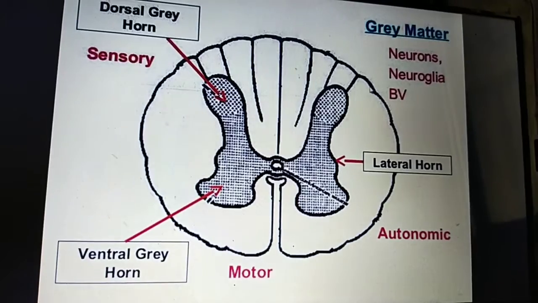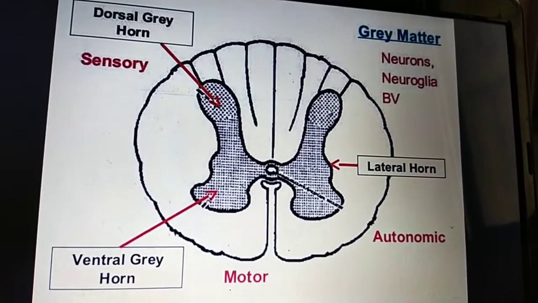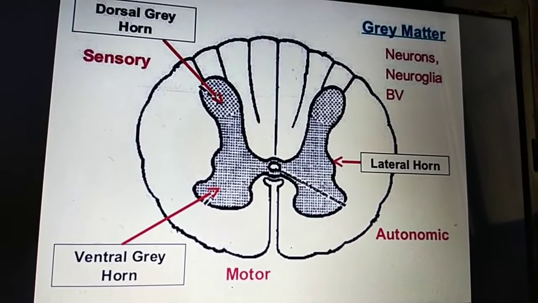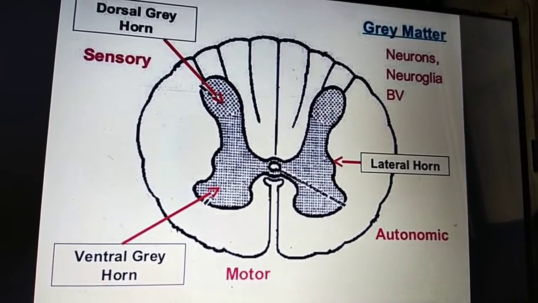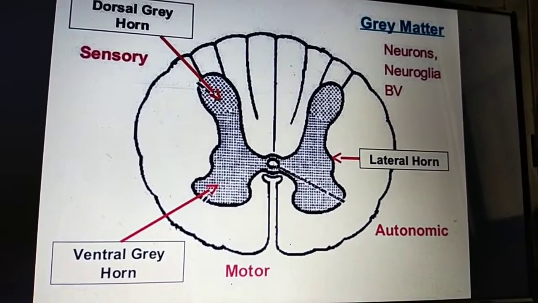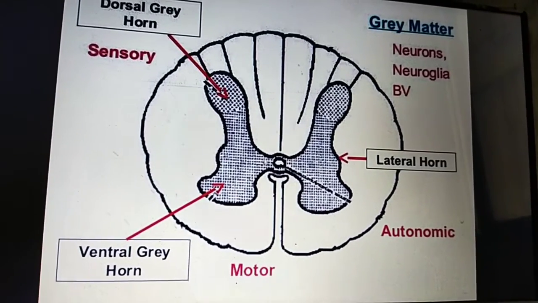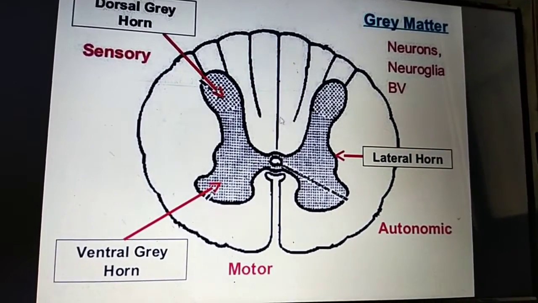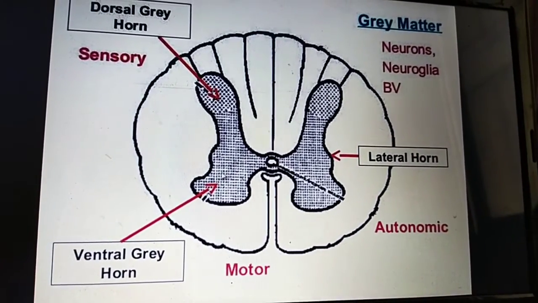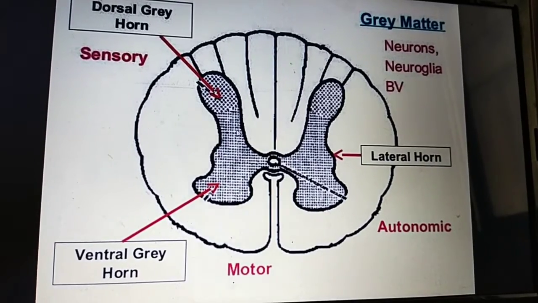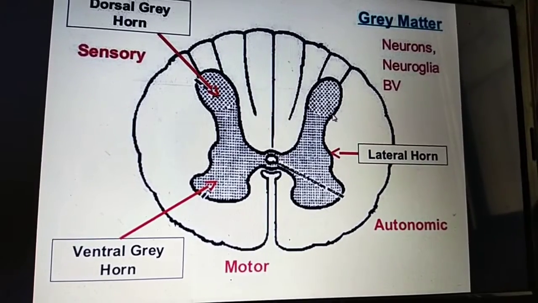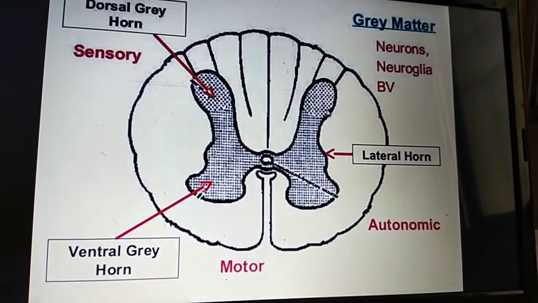You can see here, this is the dorsal horn, this is the lateral horn, and this is the ventral horn. Posterior, lateral, and medial, and this is the central canal, and these are the gray commissures, and this is the dorsal gray horn. It is sensory. The ventral gray horn is the motor.